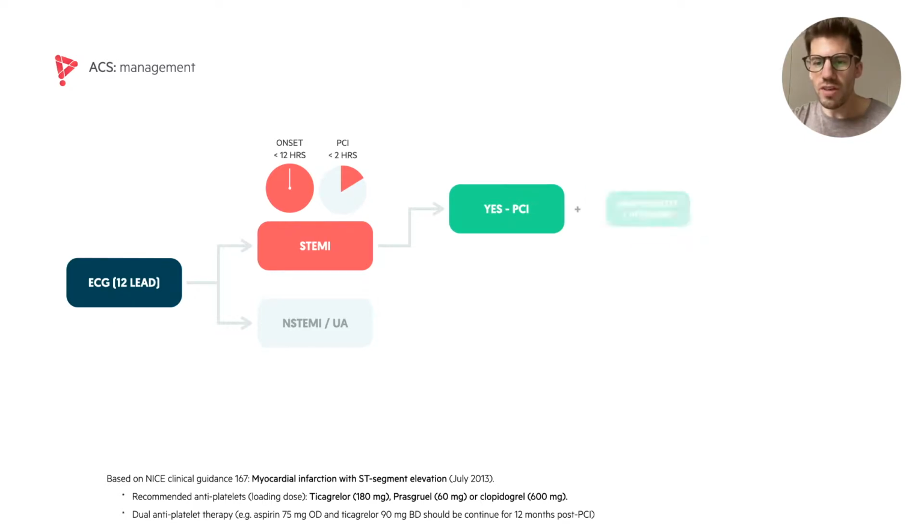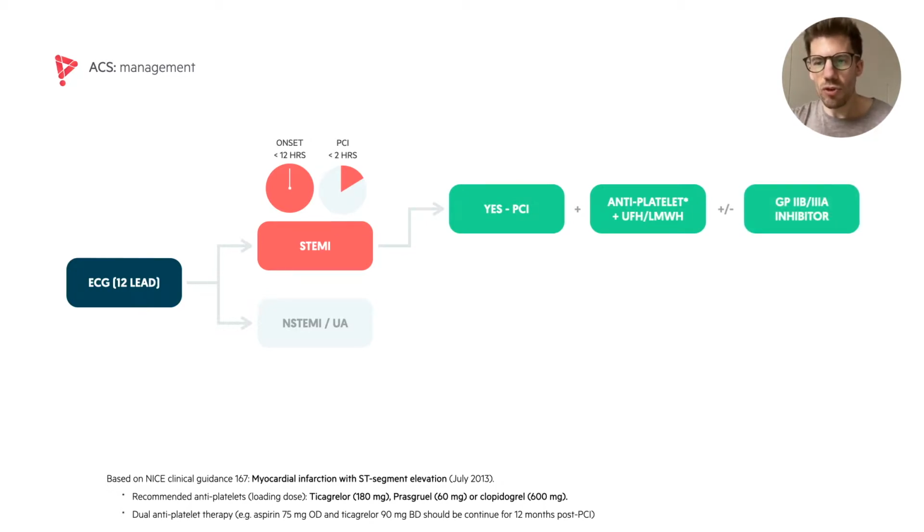They're usually given a second antiplatelet, such as clopidogrel or ticagrelor, also loaded, and they may be given unfractionated heparin or low molecular weight heparin, usually at the time of angiogram. And depending on what they find at the angiography, they may be given other medications such as the GP2B 3A inhibitor. But this is really consultant guided.